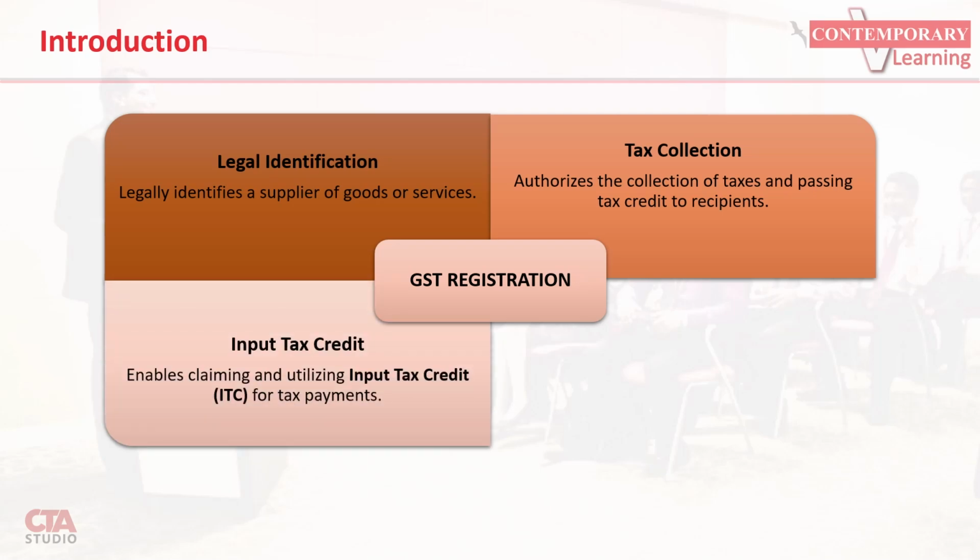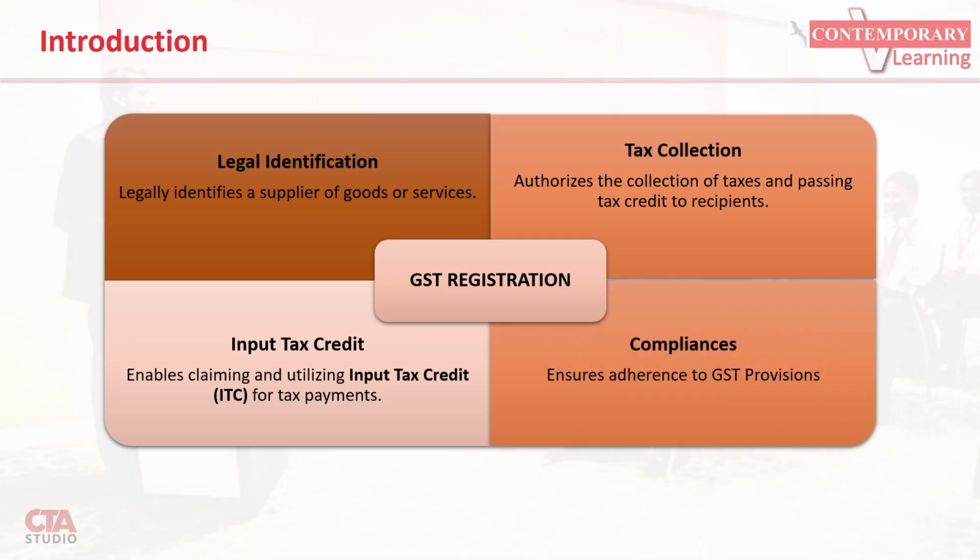Third is input tax credit. Registration enables you to claim and utilize input tax credit, commonly known as ITC, for your tax payments. This means you can offset the GST you paid on your purchases against the GST you collect on your sales. Fourth is compliances. Registration ensures adherence to GST provisions. Once registered, you become part of the formal tax system with specific rights and obligations.